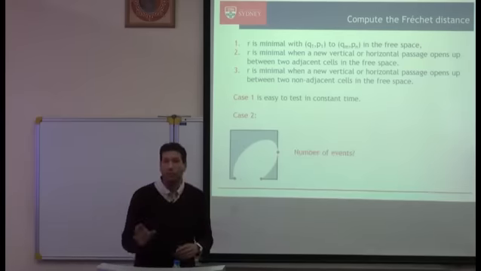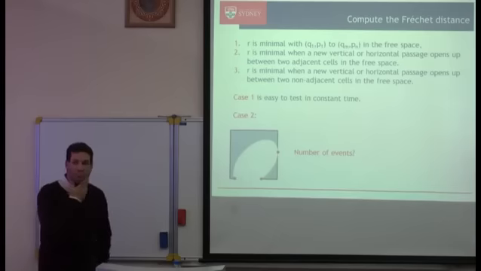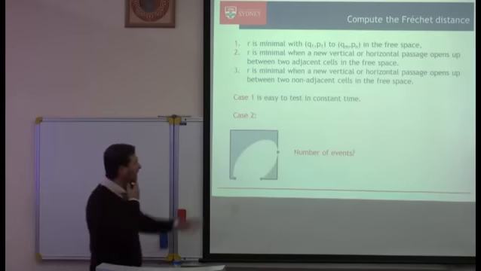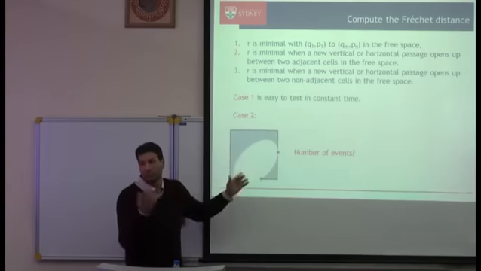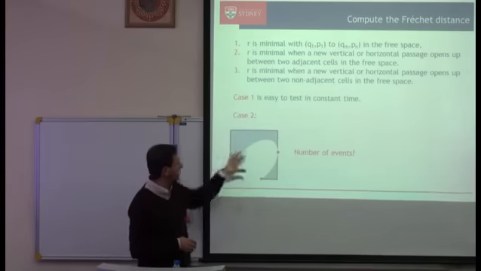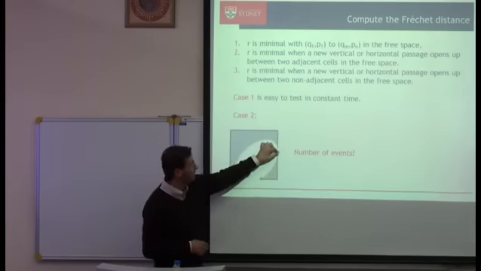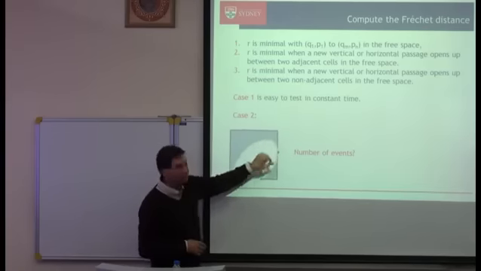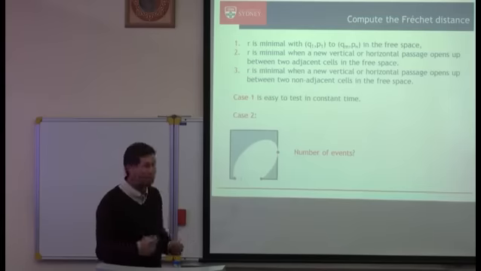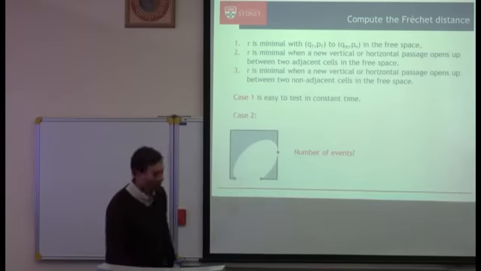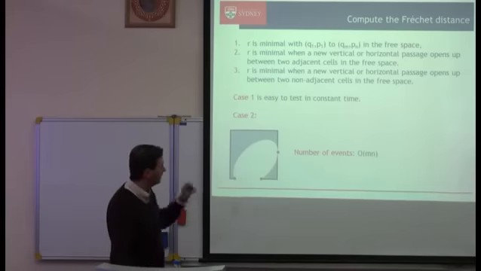So how many events do we have of this type? How many times can it happen for one cell? A constant number, one for each side, because this is convex. The only thing that happens when we increase this is that this passage will be bigger and bigger. So we can have 4 of them. And since we have m times n cells, the total number of events of case 2 is m times n. Okay, that's fine.